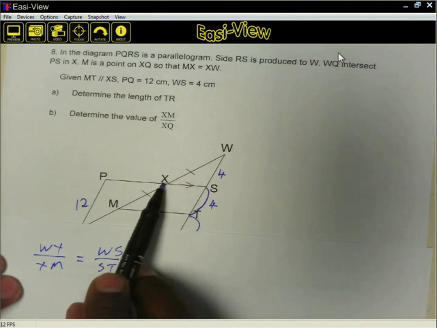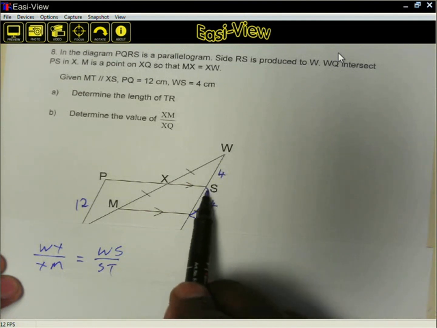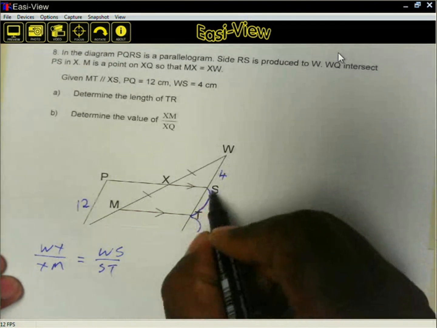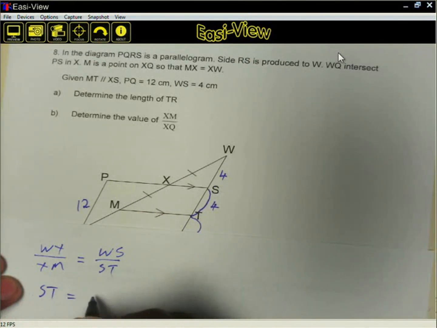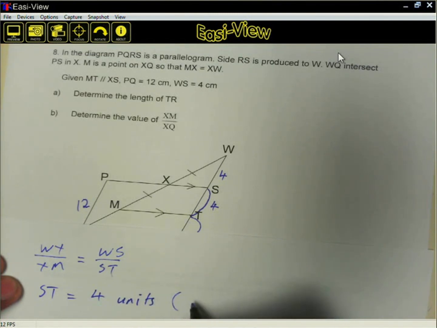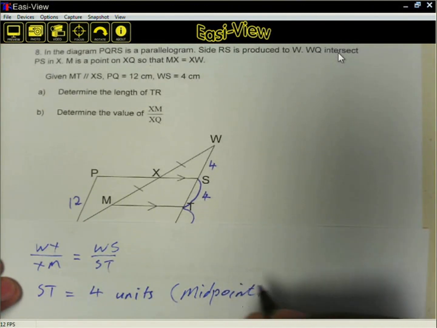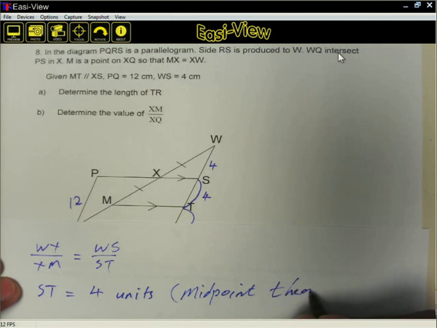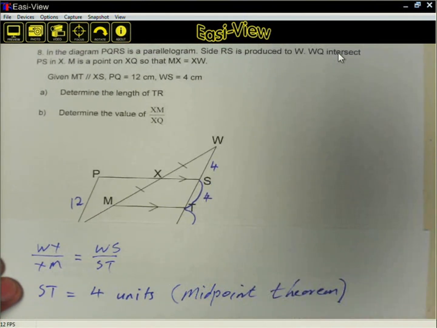But the fact that XS is parallel to MT leads you to draw a certain conclusion, that WS is equal to ST. Therefore, if WS is given as 4, ST will be equal to 4 units. This is from the midpoint theorem from grade 10. Now we've got ST as 4.